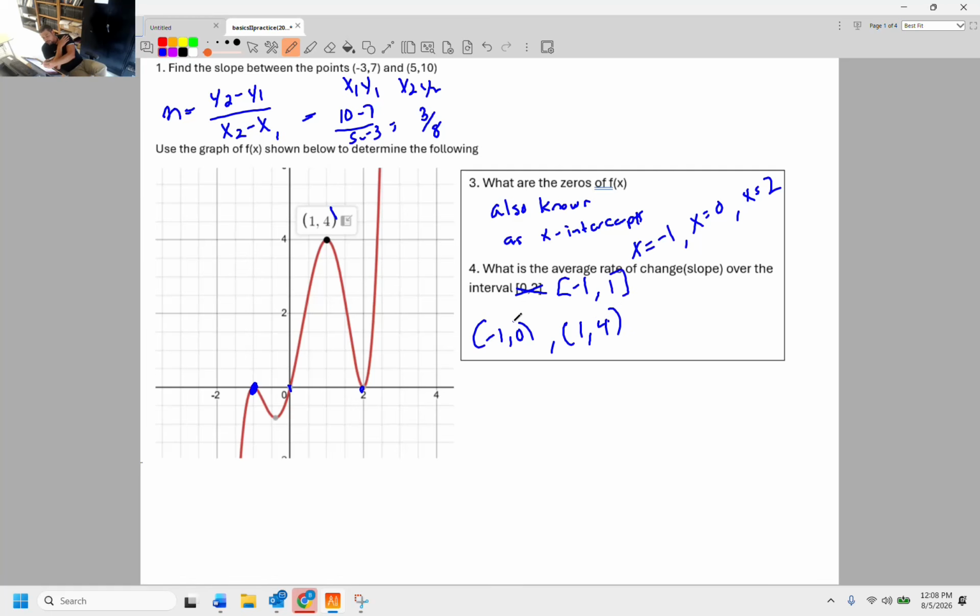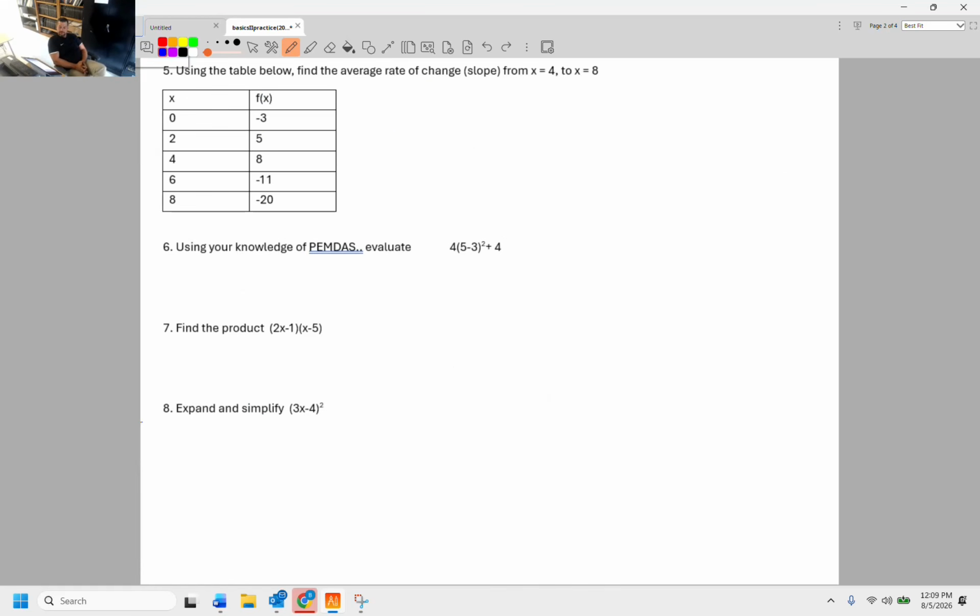We're going to do y minus y over x minus x. So that's going to be our average rate of change, also known as slope, abbreviated oddly enough with the letter m. 4 minus 0 is 4. 1 minus -1 is 2. And 4 over 2 reduces down to 2. Easy peasy lemon squeezy.